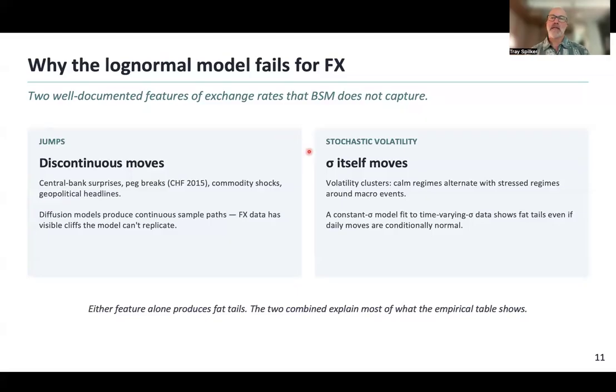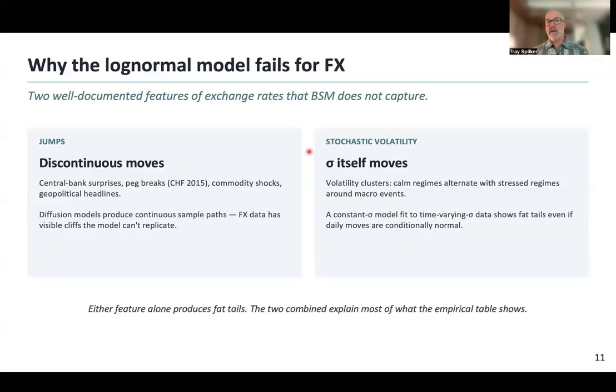Second here is that the is because volatility itself is stochastic, meaning volatility itself changes, often spiking in and around macro events. So when you fit a constant sigma model to the data, when the sigma is actually time varying, the unconditional distribution looks fat-tailed even if each day's conditional distribution is roughly normal. So basically, it's a volatility of volatility effect, and the BSM model can't account for that.